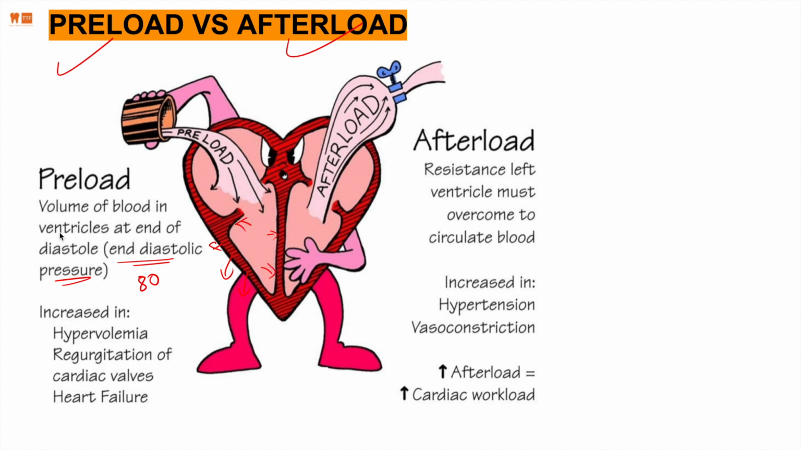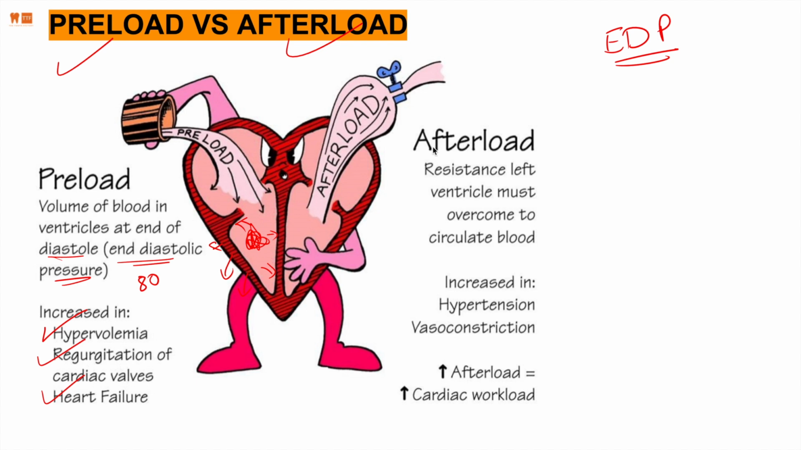So the volume of blood in the ventricles at the end of the diastole, when all that area is filled with blood, is known as end diastolic pressure. End diastolic pressure. That's preload. What does that do? Well, it ends up increasing hypervolemia, regurgitation of cardiac valves, and heart failure if not corrected. See, all of these are sequential events. Preload needs to turn into afterload and so on and so forth. If it doesn't, it will lead to hypervolemia, regurgitation of cardiac muscles, and heart failure.